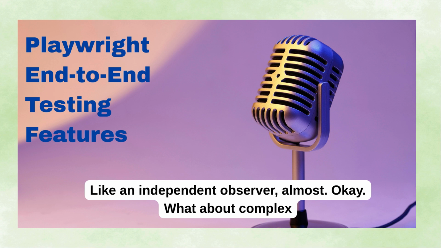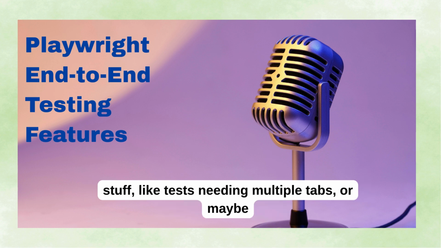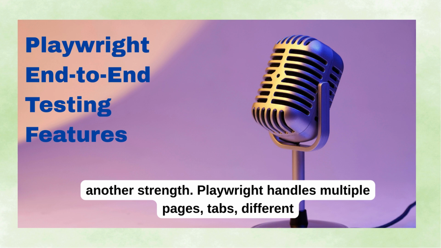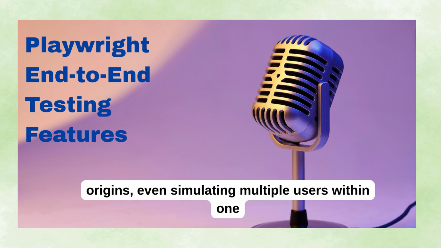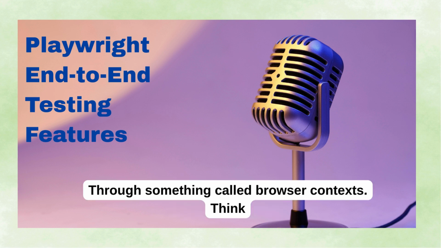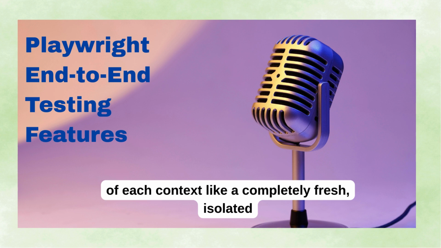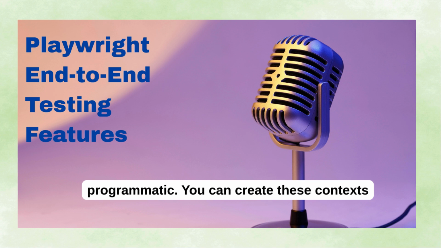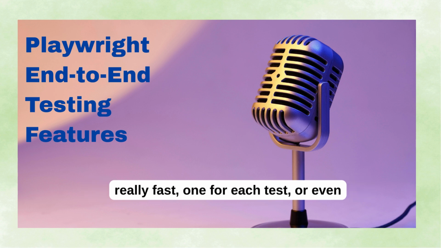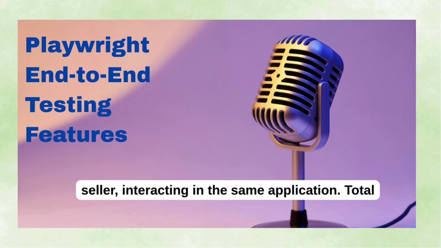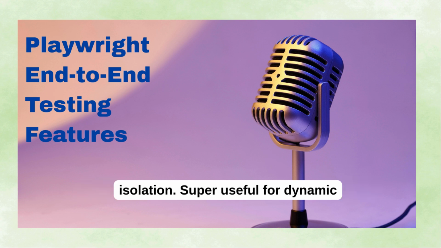Yeah. Okay, what about complex stuff, like tests needing multiple tabs or maybe logging in as different users in the same test? Yeah, that's another strength. Playwright handles multiple pages, tabs, different origins, even simulating multiple users within one single test script. How does it keep those users separate? Through something called browser contexts. Think of each context like a completely fresh, isolated browser profile, like incognito mode, but programmatic. You can create these contexts really fast, one for each test, or even multiple within a test, say one for a buyer, one for a seller, interacting in the same application. Total isolation. Super useful for dynamic sites.